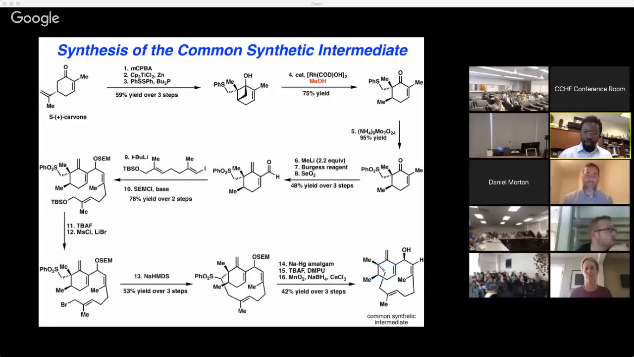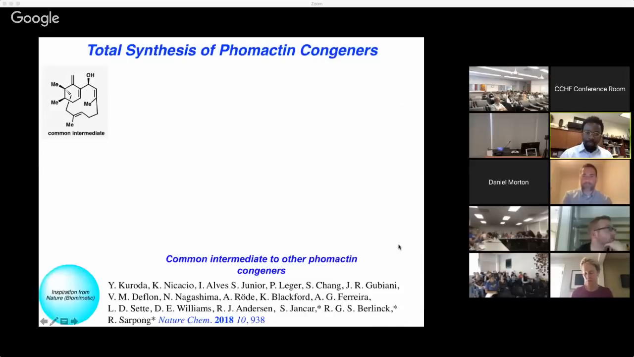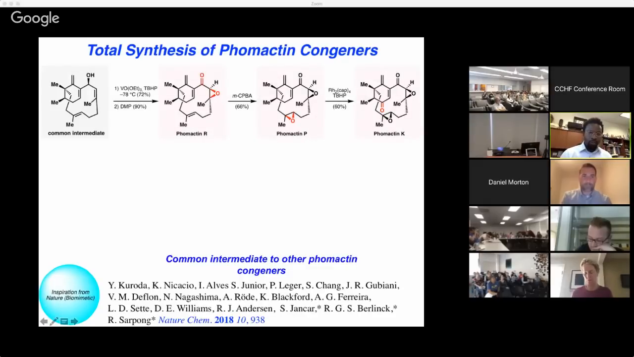And so following a sequence of steps, which are described here, I won't go through this in detail, we could prepare our common synthetic intermediate in a total of 16 steps. And with that common synthetic intermediate in hand, we could now drive a series of oxygenations using the secondary hydroxy group to direct those oxygenation events. And so, for example, directed vanadium mediated epoxidation at low temperature affords this particular epoxide, and then oxidation of the secondary hydroxy group affords formactin R.